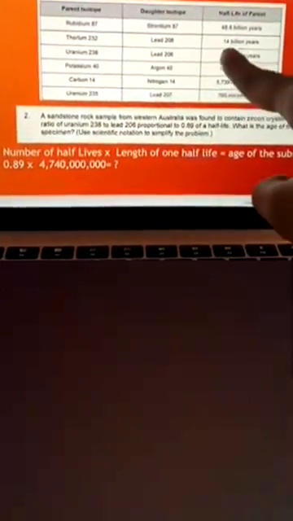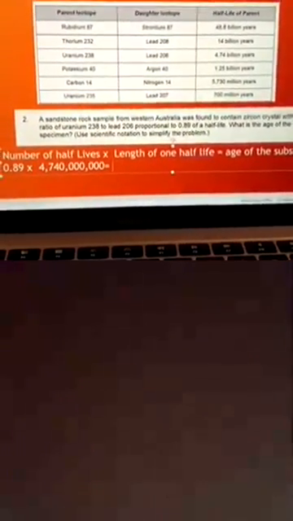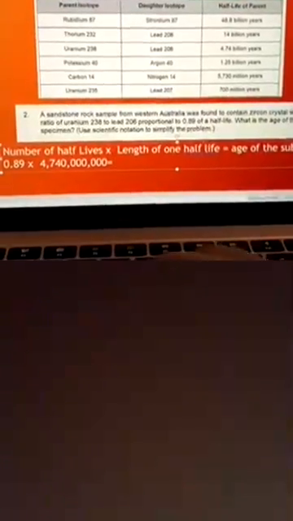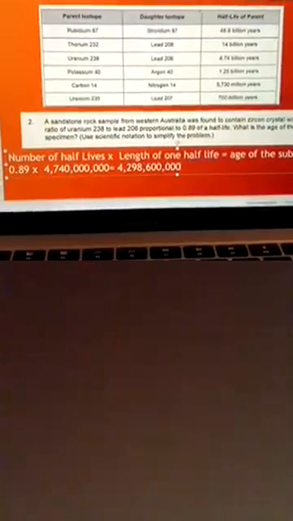Okay, so again, she took the number out of the problem, 0.89, and she multiplied it against the half-life of the parent, which is 4.74 billion. That's written out here the long way. What answer did you get? I got 4,298,600,000. All right. And that's the answer she got. Great job, Tiana.